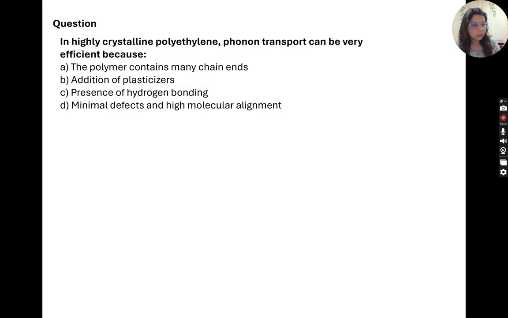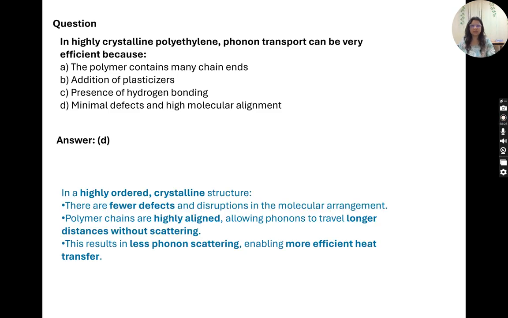Okay. We got two answers, which say it's C. So yes, the correct answer is C, which is minimal defect and high molecular alignment. And this is a very obvious question, because in highly crystalline polyethylene, phonon transfer can be efficient because of minimal defects and the alignment of molecules, which effectively increase the thermal conductivity.